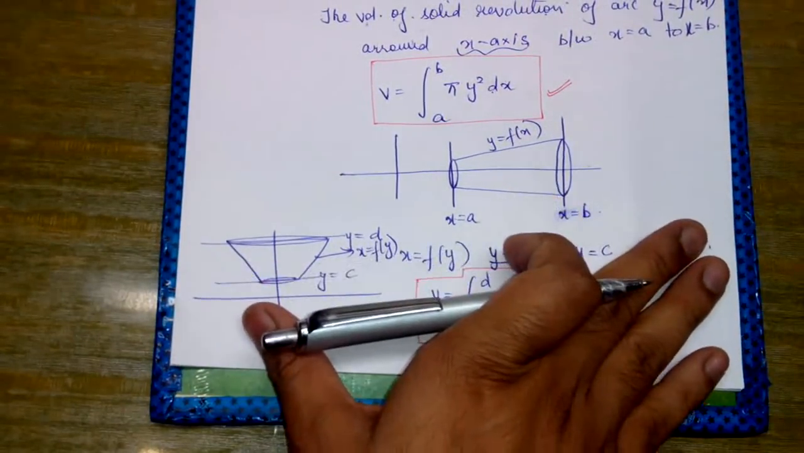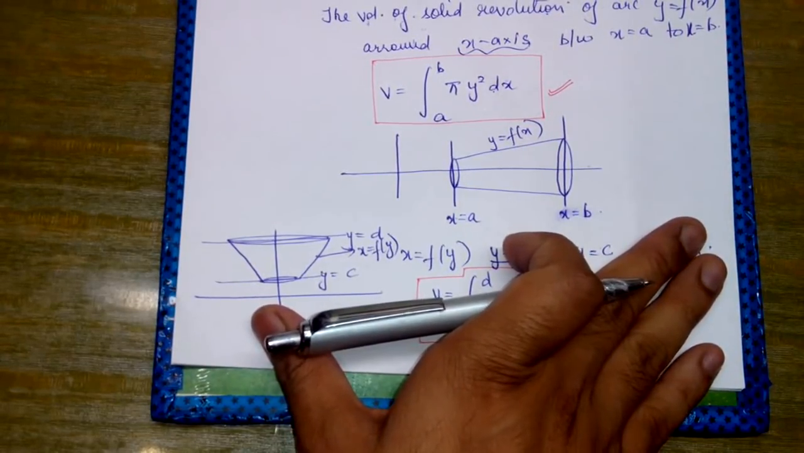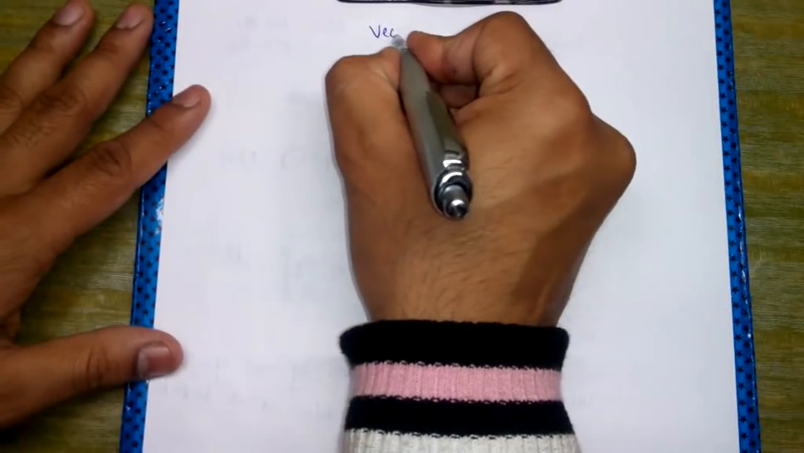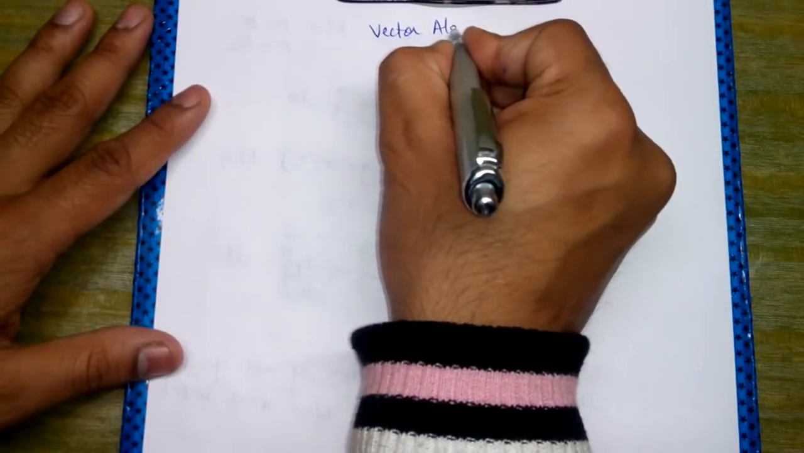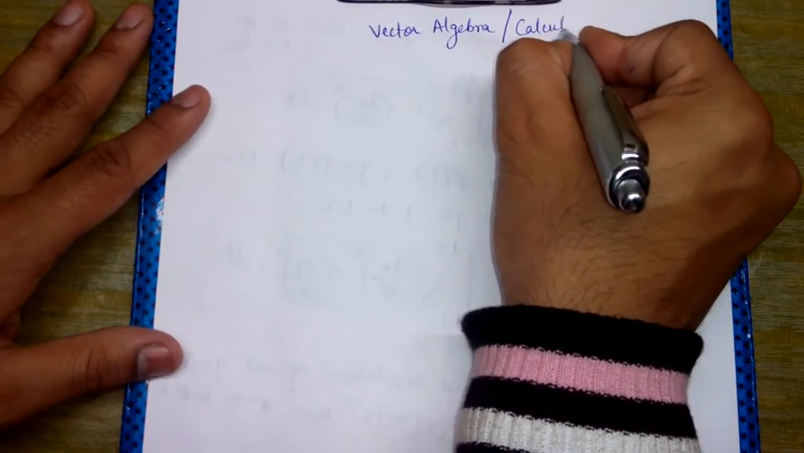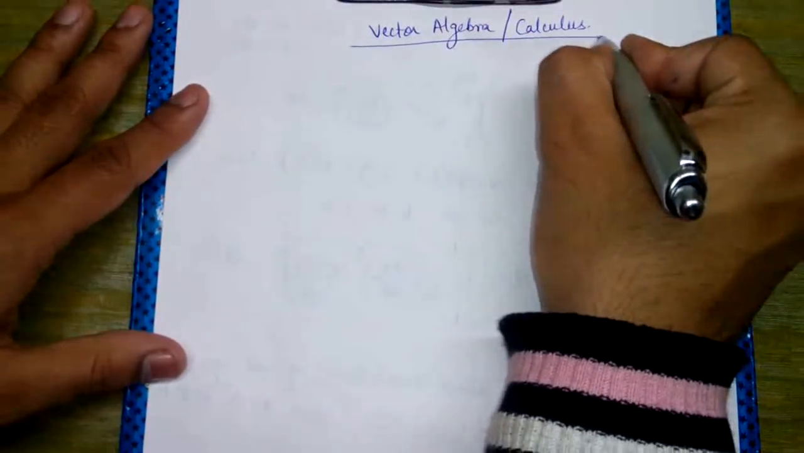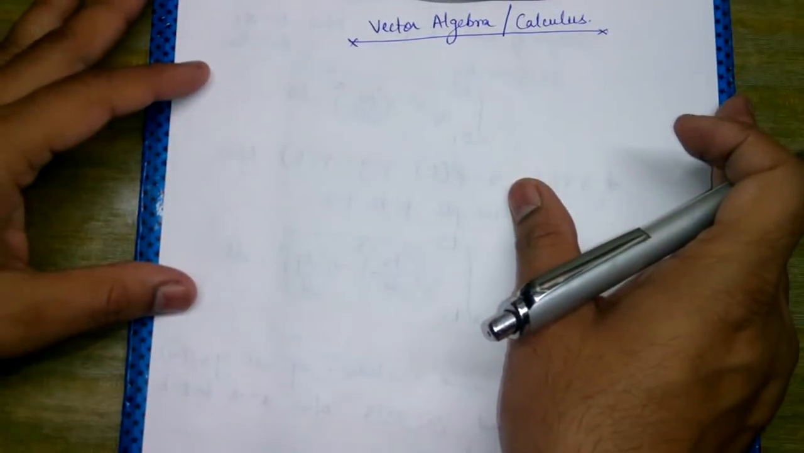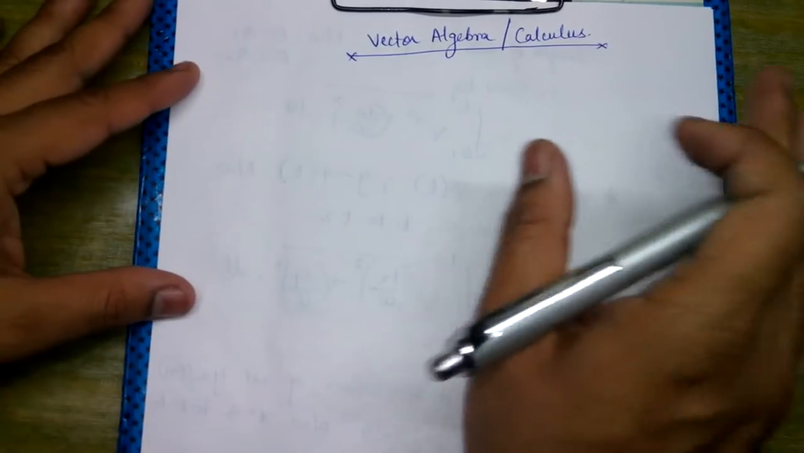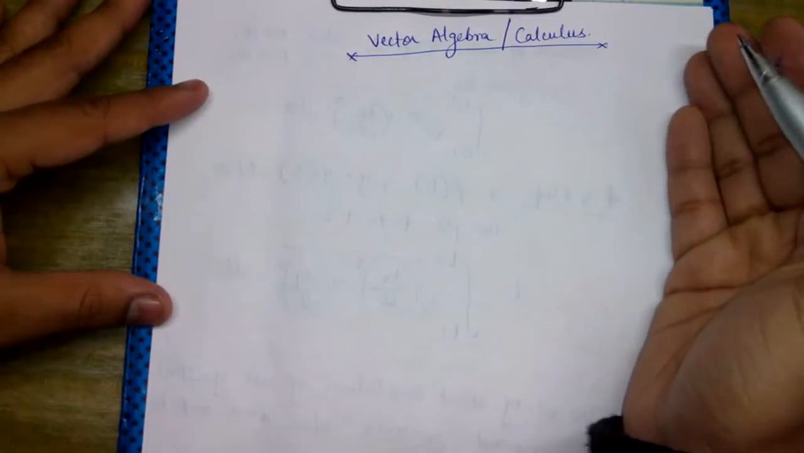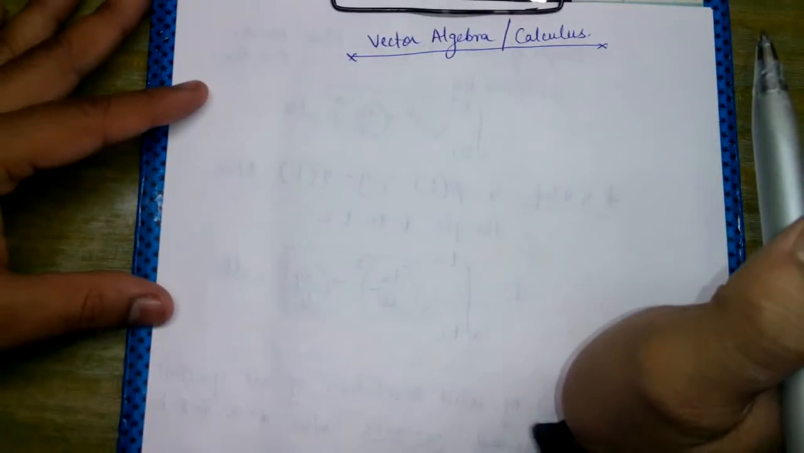I have already explained the concepts, and now we shall be starting with the last section, that is vector algebra, or vector calculus. I will be discussing only the main points which are required for solving the questions, and I will not be discussing anything extra or anything which we have already studied in class 11th and 12th.